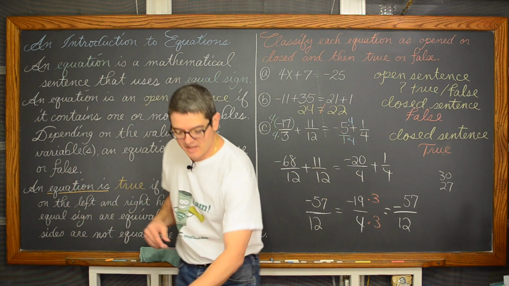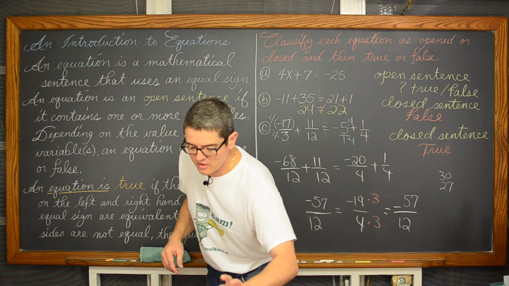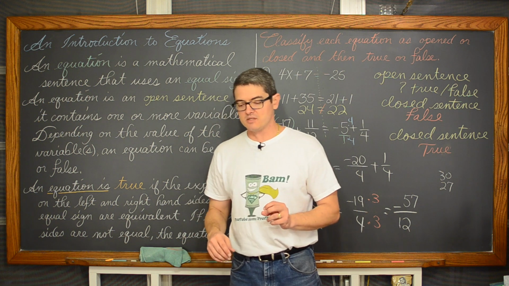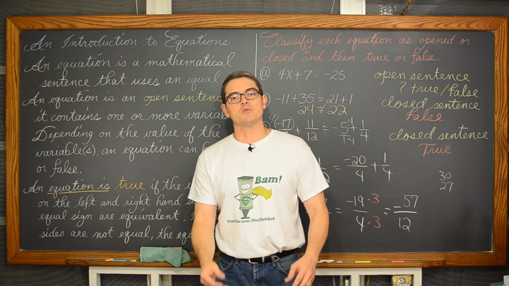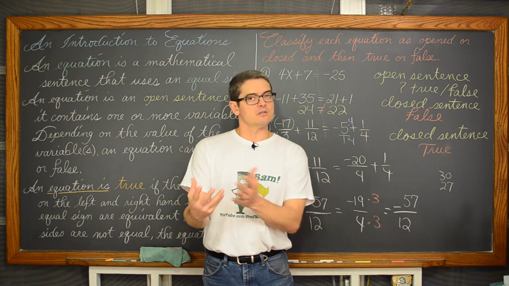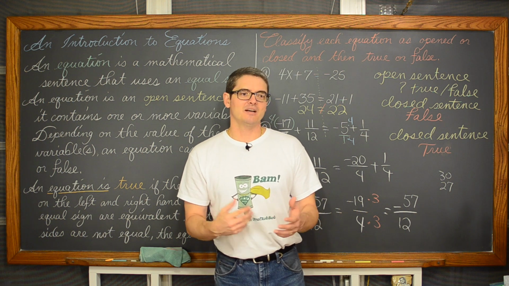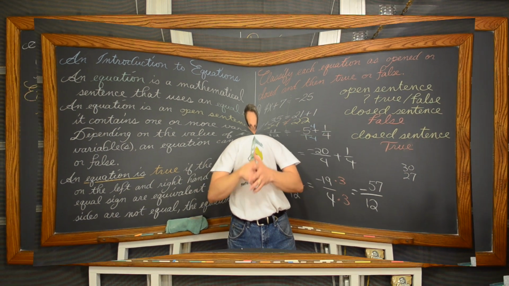Now, moving on to the next set of examples, we are going to be looking at what a solution to an open sentence is and going through 3 examples where we're going to be checking whether the given solution actually works, actually is one.